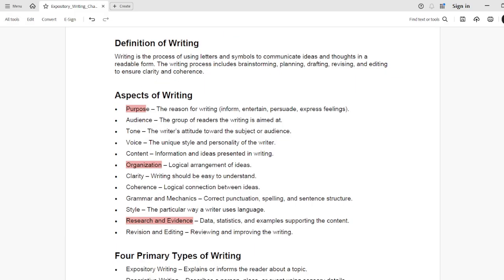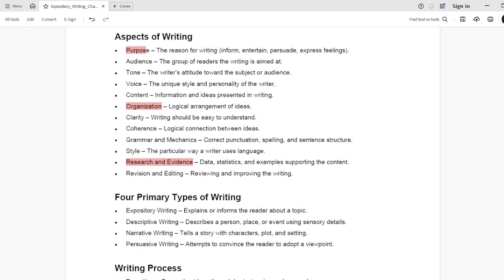Now next topic, as per your book and your syllabus, is 4 primary types of writing. And as you know, these types are very very important for paper point of view. First one is expository writing. You all know clearly that expository writing means explain or inform the reader about a topic.